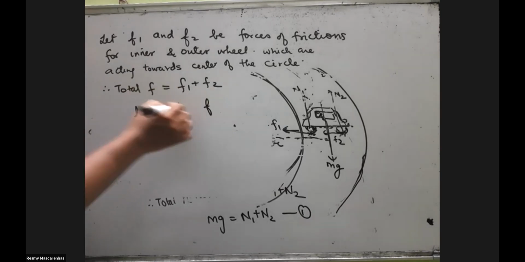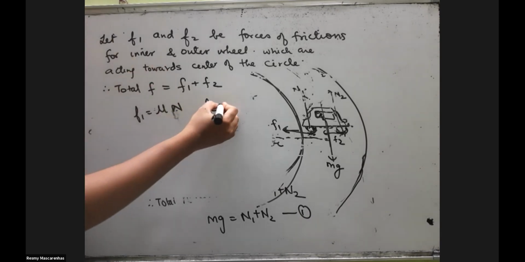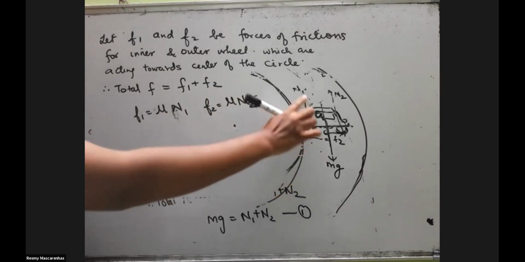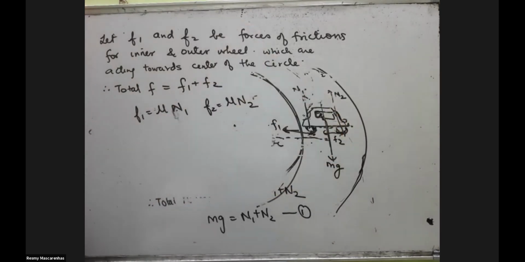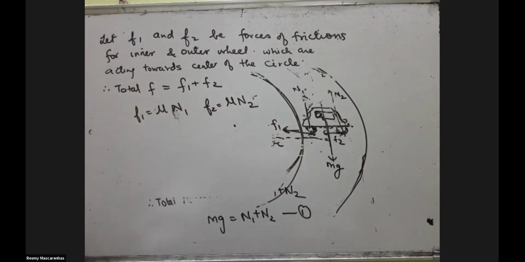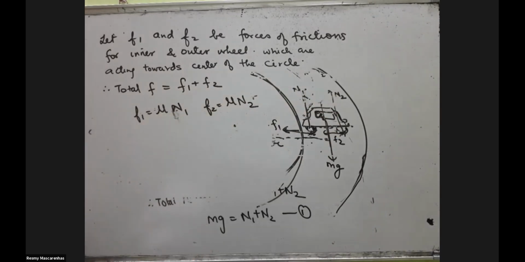Same way, F2 will be what? Mu into N2. Why? For this tire, it is N1, and for this tire, it is N2. Coefficient of friction will remain the same, because why? Material of the tire is same. You don't use different types of wheels, okay? Both the wheels will have same type of material, so same friction for both of them. This N1 is for this friction, this N2 is for this friction.